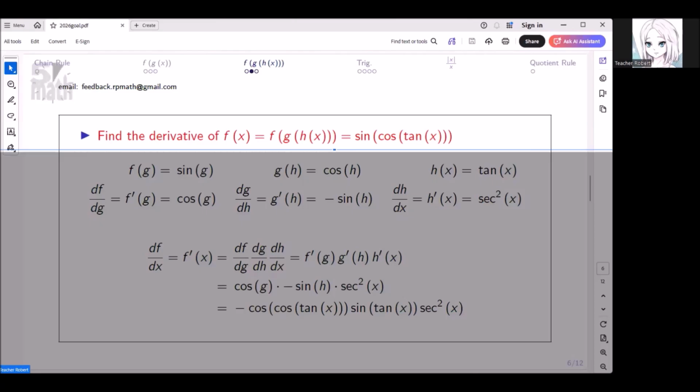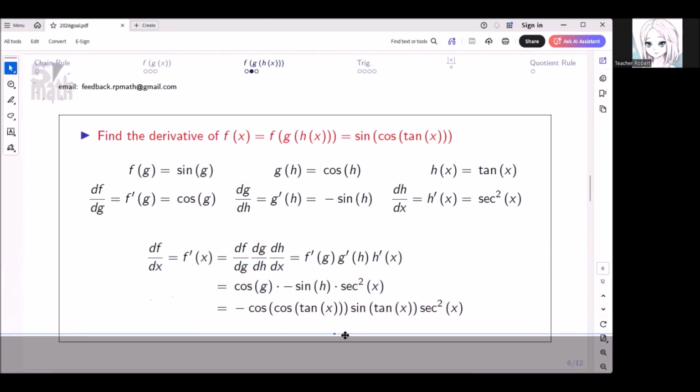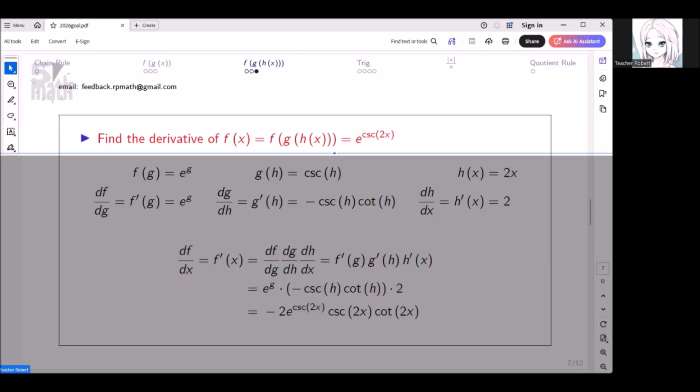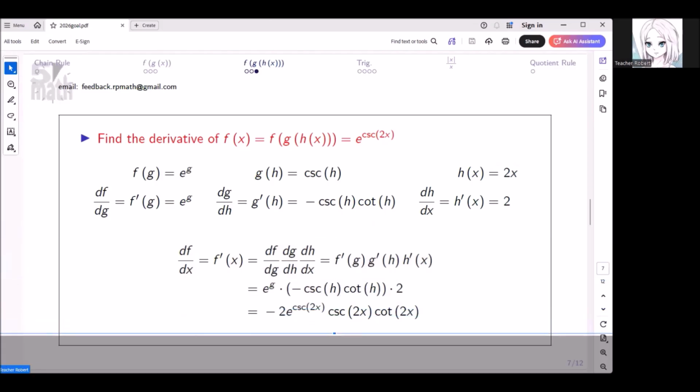Find the derivative of f of x equals f of g of h of x equals sine of cosine of tangent. We have the following and the following. Find the derivative of f of x equals f of g of h of x equals e to the cosecant of 2x. We have the following, and then we have the following.